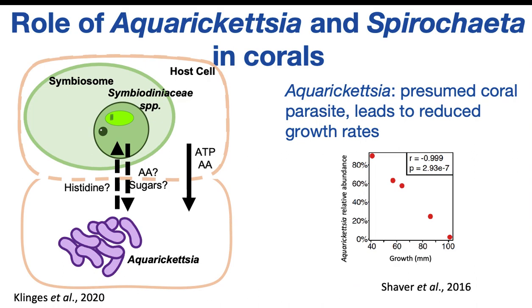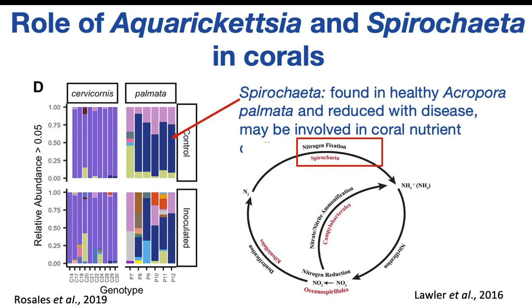Now, given the dominance of Aquarickettsia and Spirochaeta in our corals, I just want to briefly go over the roles they play. So Aquarickettsia is a presumed coral parasite that leads to reduced growth rates. It steals ATP and amino acids from its coral host. Whereas Spirochaeta is found actually in healthy elkhorn corals and reduces with disease, and we think it's involved in coral nutrient cycling.